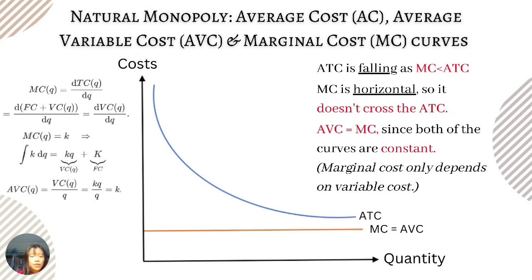The big K is the fixed cost. Meanwhile, K times Q is the variable cost function. So the AVC function will be the variable cost divided by the quantity, and the variable cost function is K times Q divided by Q, which leaves us with K, the constant. So we can see that the AVC function will be the same as the MC function.